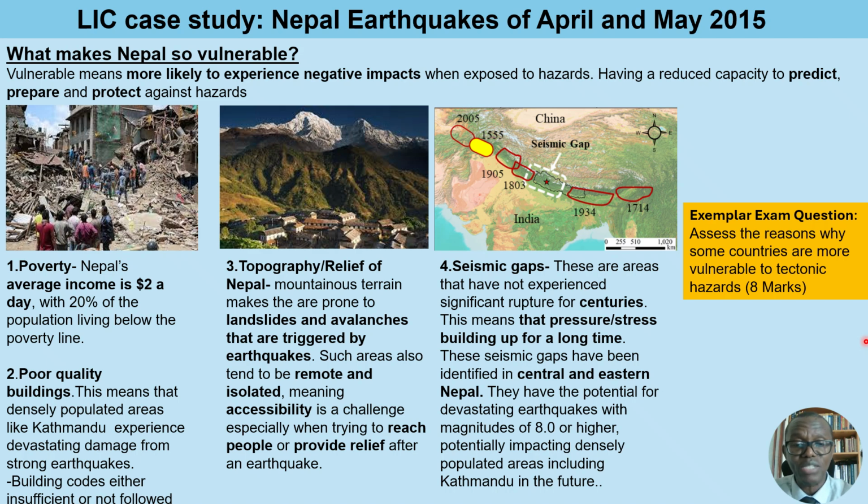Now, these seismic gaps have been identified in central and eastern Nepal, and they have the potential for devastating earthquakes with magnitudes of 8 on the Richter scale or higher, potentially impacting densely populated areas, including Kathmandu in the future. So these here are 4 different reasons why Nepal is vulnerable. So 2 of them are human reasons, and then 2 of them are physical reasons.